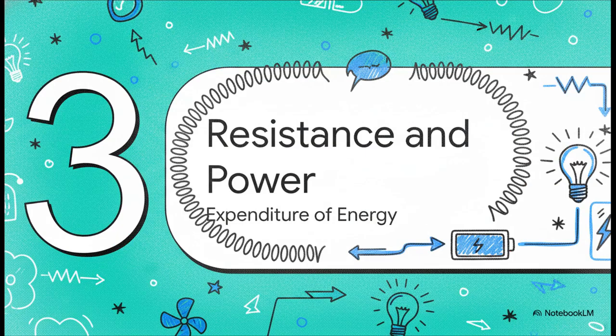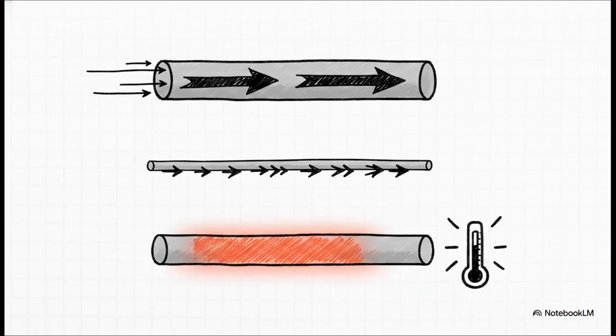Section 3. Resistance and power. Let's dig into that resistance a bit more. Going back to our water analogy, a really long, narrow pipe is going to restrict water flow way more than a short, wide one, right? Well, the exact same is true for wires. Electrical resistance increases with the length of the material, and it decreases if you have a larger cross-sectional area.